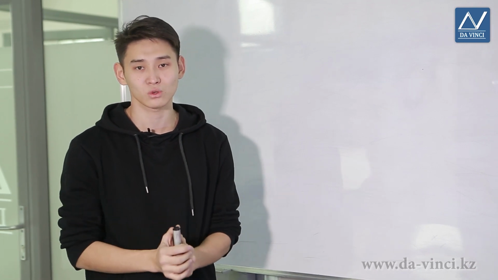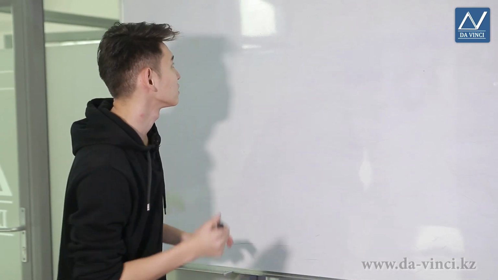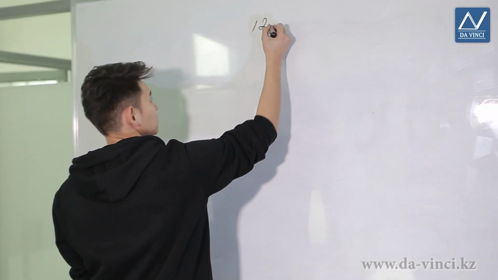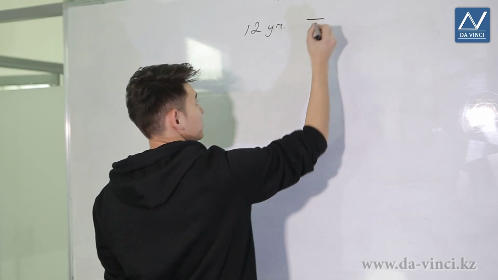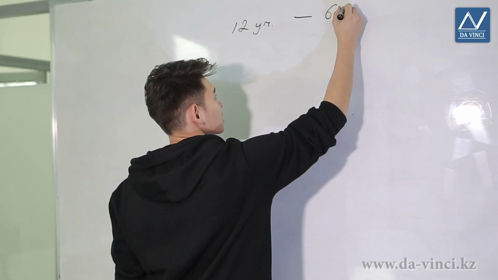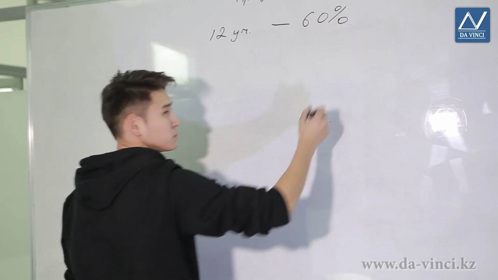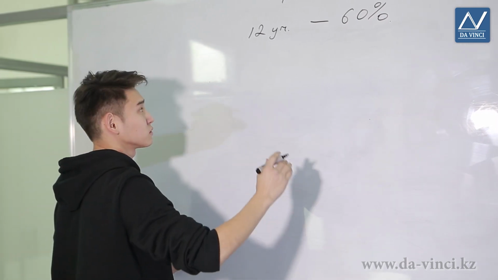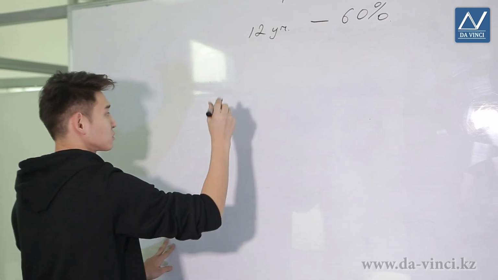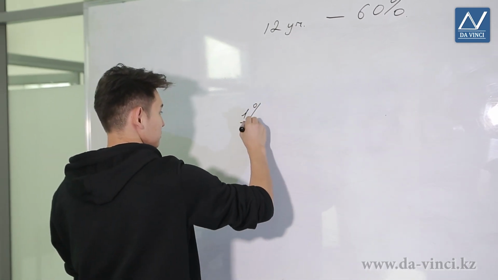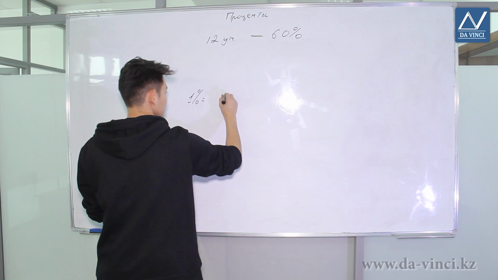Let's suppose that 12 students from one class received A, which is 60% of the students in this class. The question is, how many students are in this class? 12 students received A. That is, it is 60%. Now we can find how many students there are. Since 12 students are 60%, 1% will be equal to 12 divided by 60.